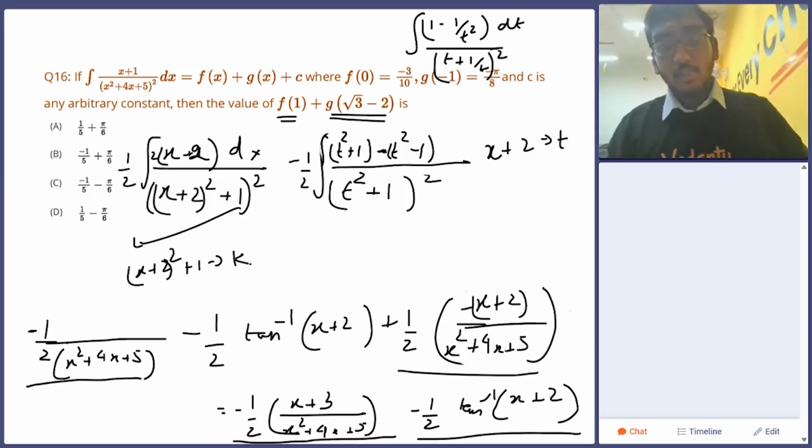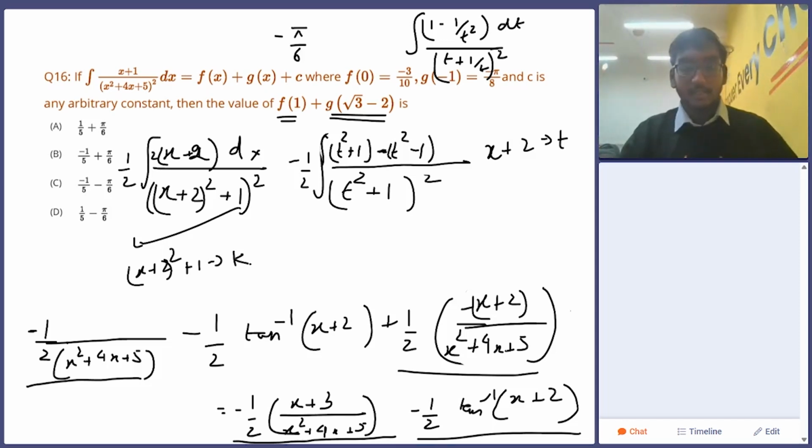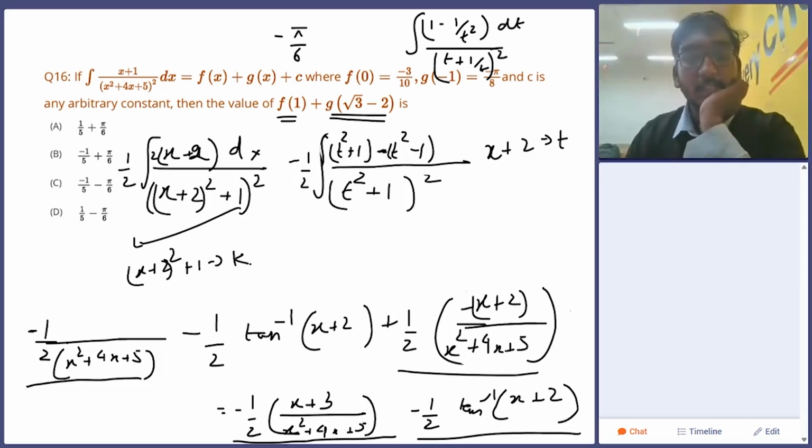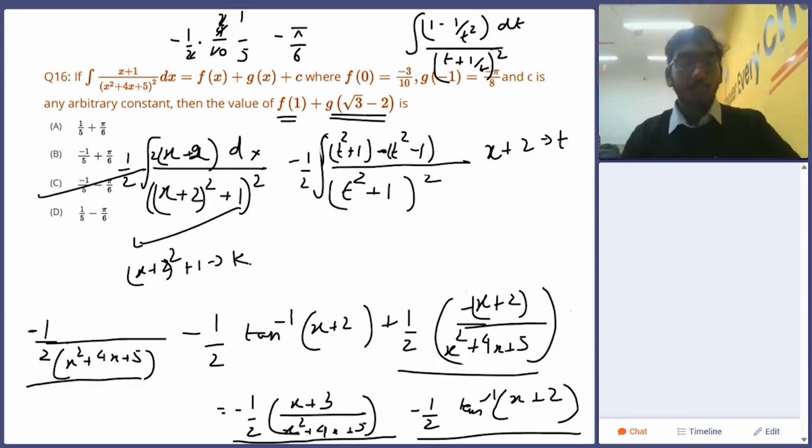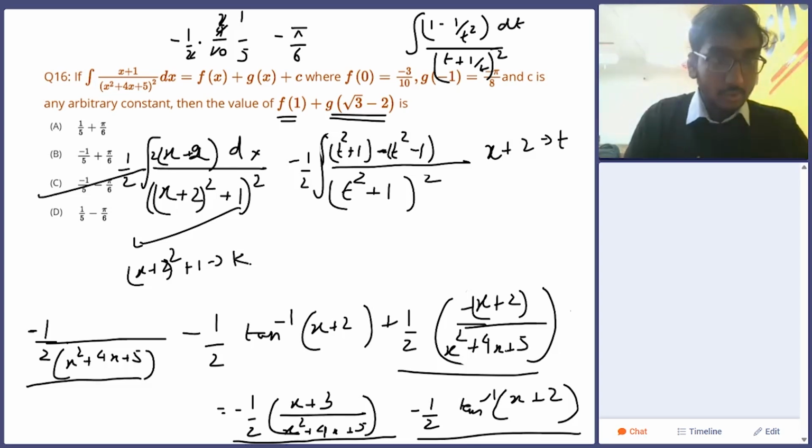Yes. So what they are asking in the question is f of 1 plus g of (root 3 minus 2). What will be g of (root 3 minus 2)? It will be negative half of tan inverse of (root 3 minus 2 plus 2). That will be negative pi by 6, okay? g of (root 3 minus 2) is negative pi by 6. And f of 1 will be what? This is that function f, f(x). If you put x is equal to 1, what you will get? Minus half of 4 divided by 10. That is what? Minus 1 divided by 5, okay? So this should be the answer. Minus 1 by 5 minus pi by 6, okay?